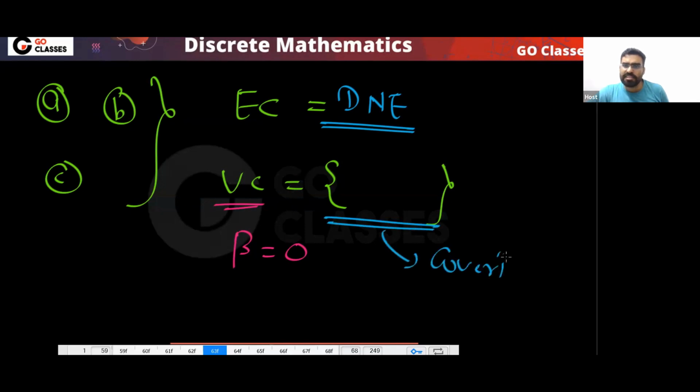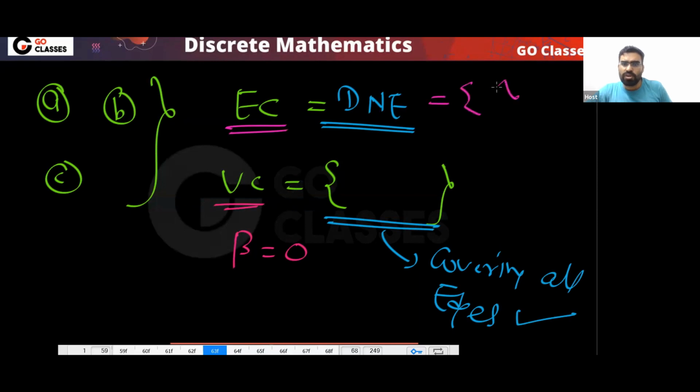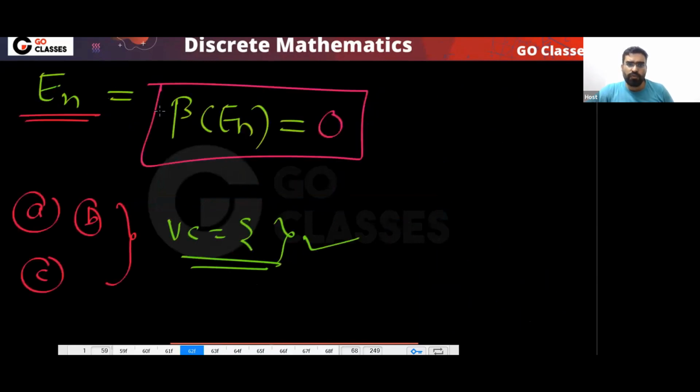Can I say this is covering all the edges? Yes, this is covering all the edges. But this is not covering all the vertices. So this is the difference. Edge cover does not exist. So for this graph, this will be 0. You don't need any security guard.